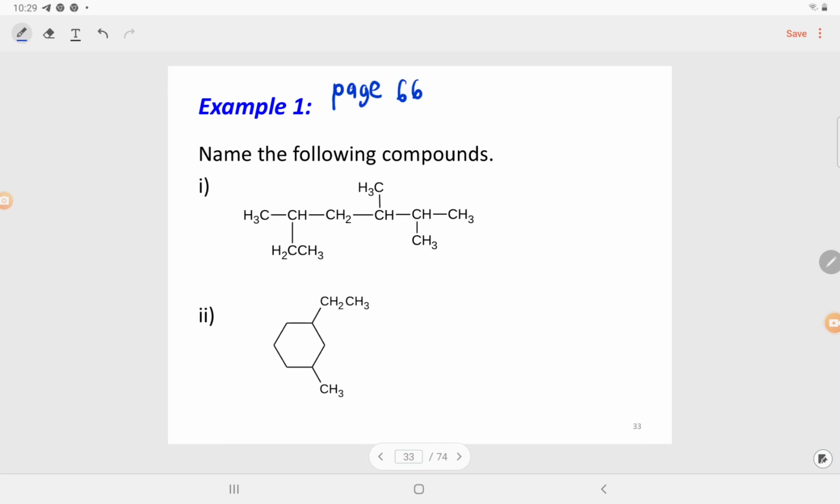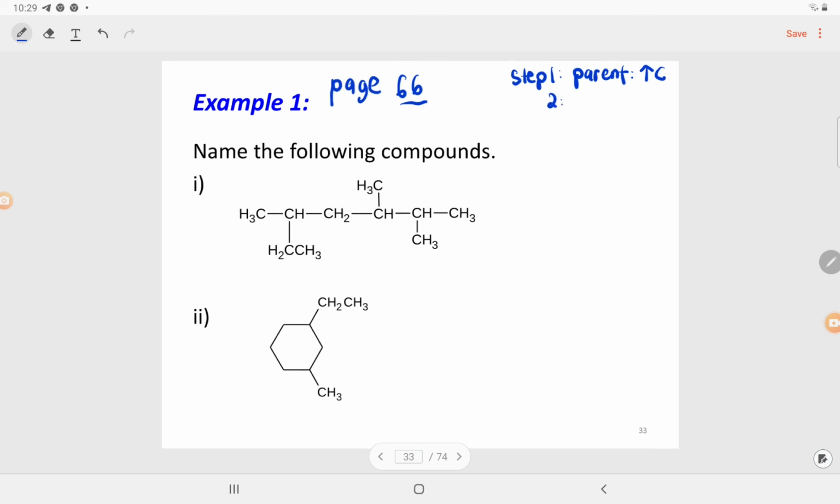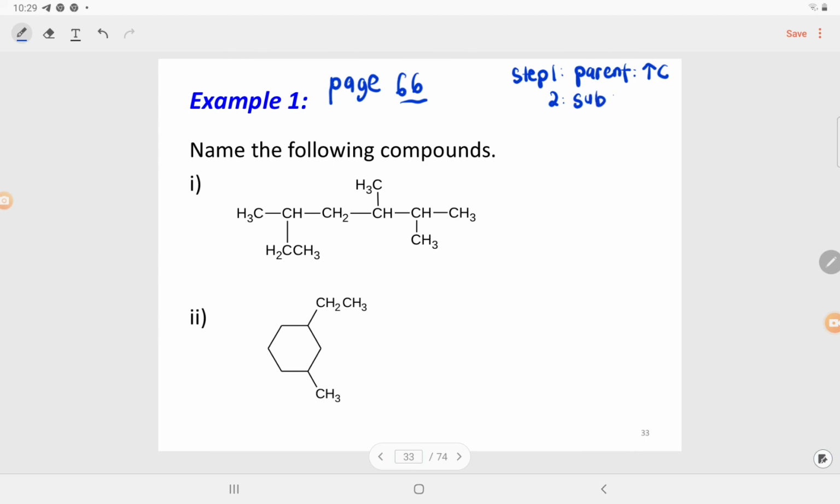Okay, now we try the example on page 66 in our reference book. Name the compound given. Remember the rules. First, I label the steps here. Step 1, you must label the parent. Your parent chain must have the higher number of carbon atoms. And remember, step number 2, you must identify your substituent groups.